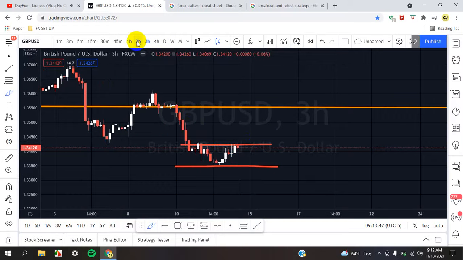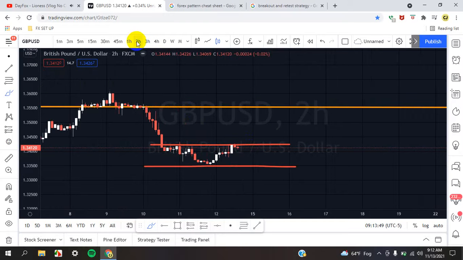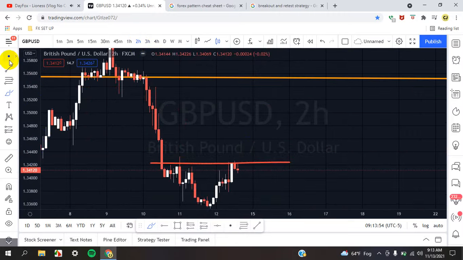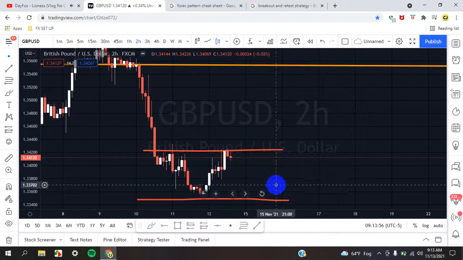Headed down to the 3. Okay, we see the same thing as the 4. Headed down to the 2. We see the same thing, so some type of pattern here is forming. Let me show you guys on the 2 hours, some type of W forming.